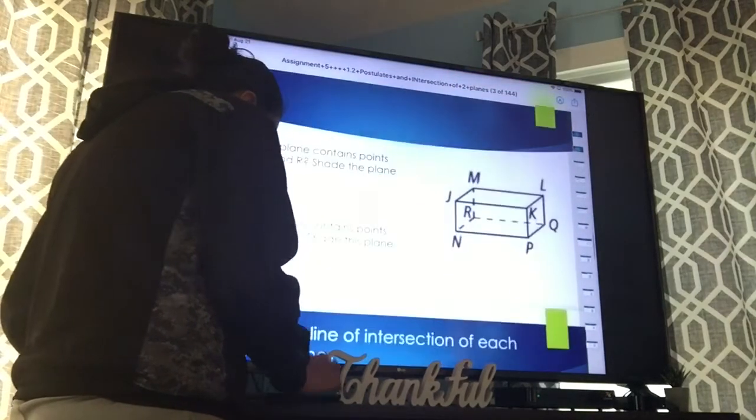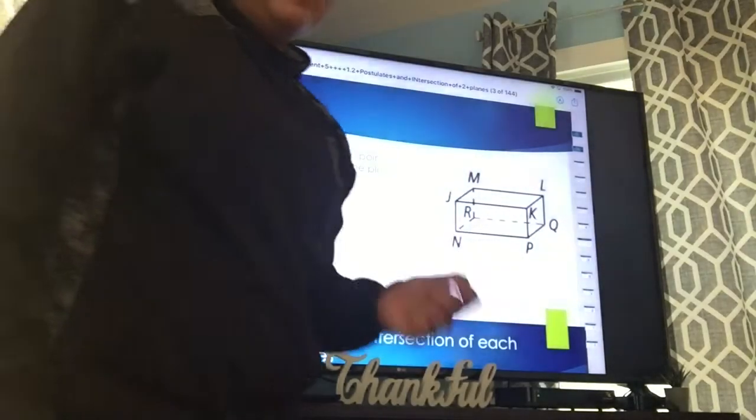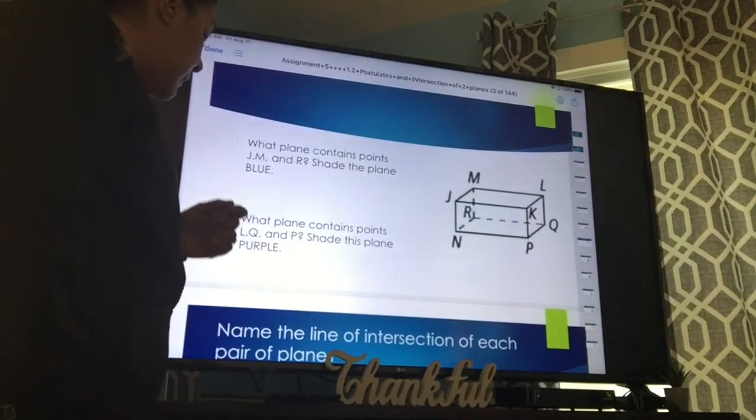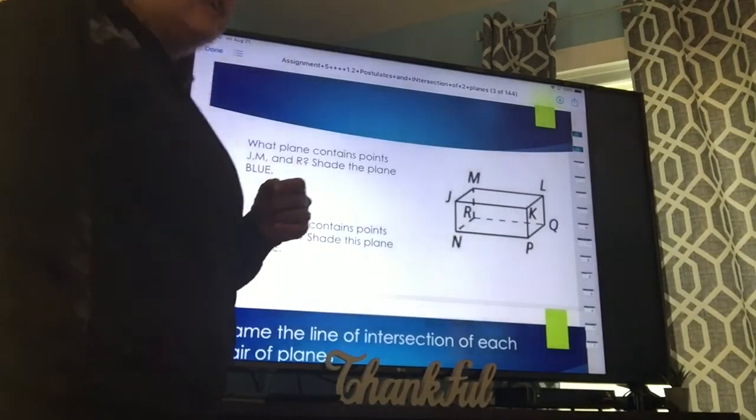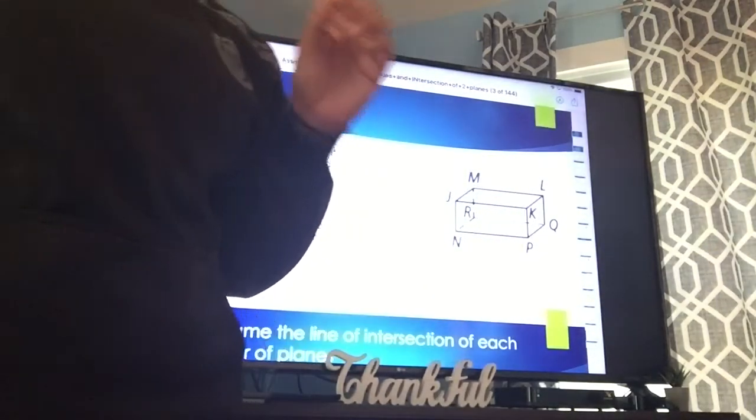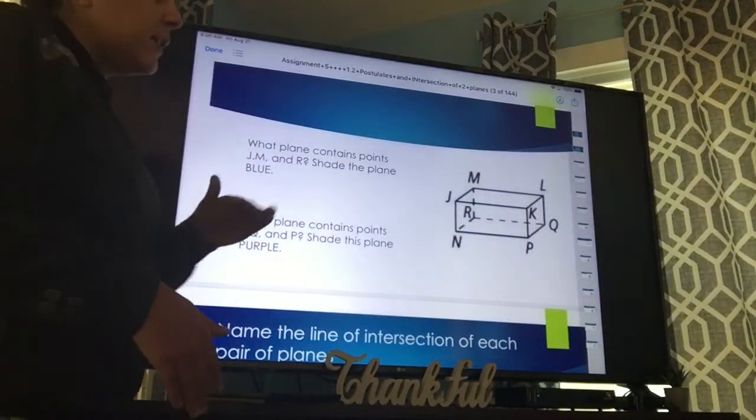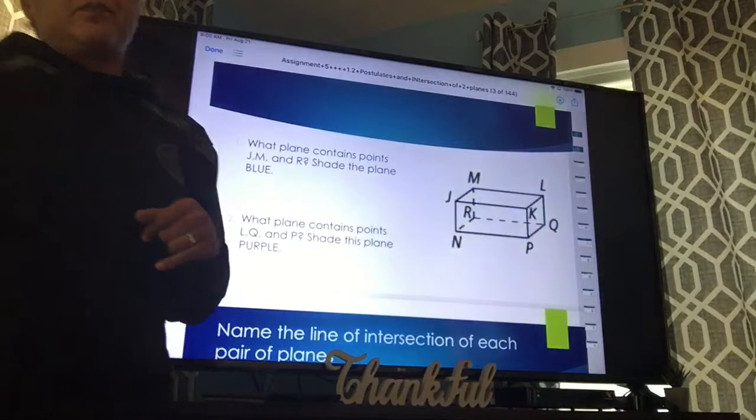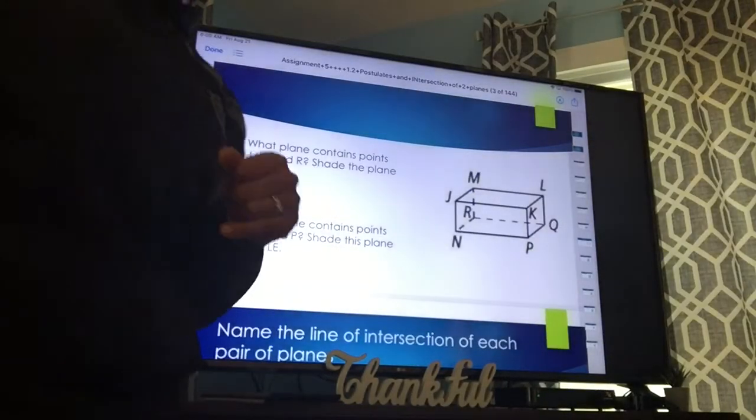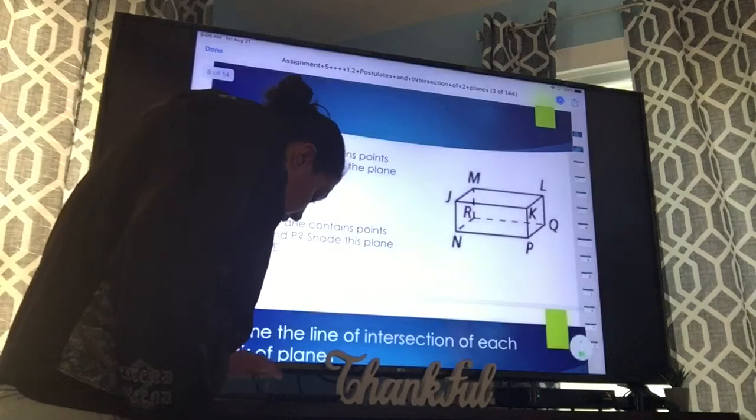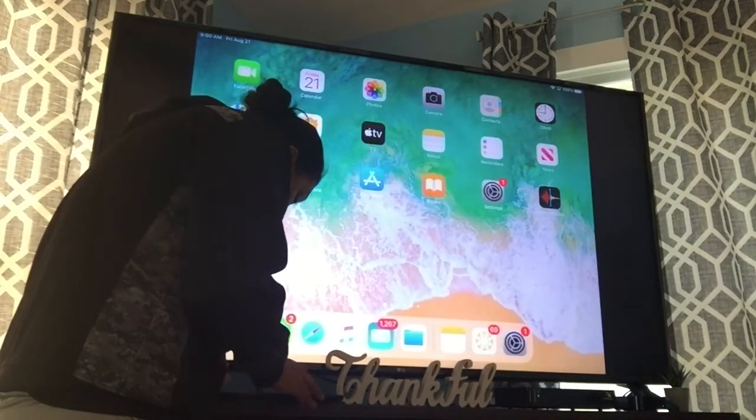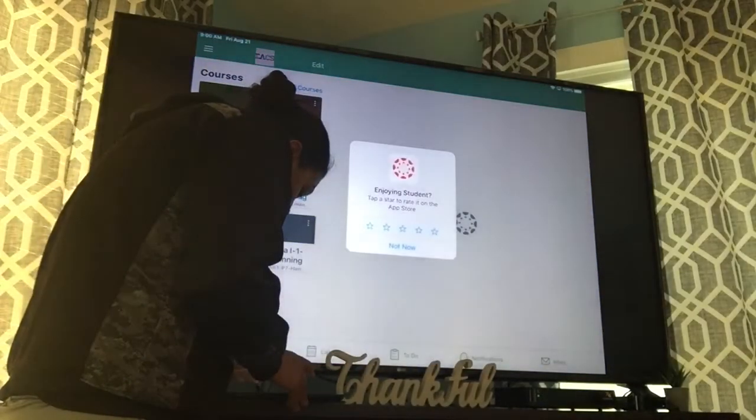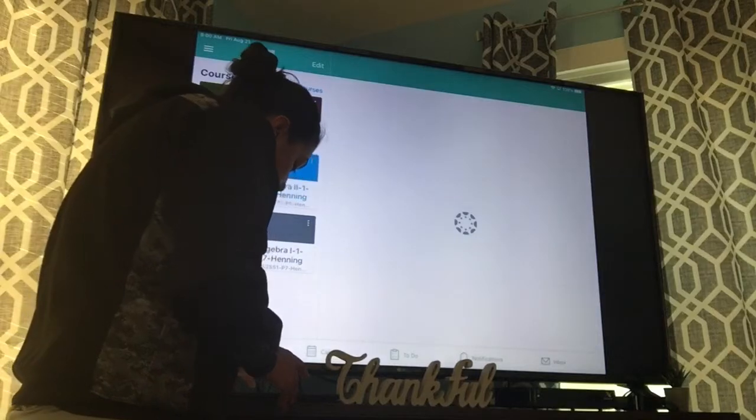Okay, if we go to the next one, I'm going to give you guys a second to think about it. What plane contains the points J, M, and R? Shade it blue. So look at your thing, find J, M, and R, and what side of the block is that going to fall on? Is it going to be on the top, on the bottom, on the sides, on the insides? I think I'm going to have to get on the student canvas to draw on this. I don't have all those colors.